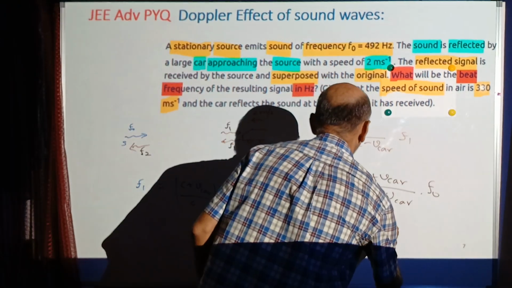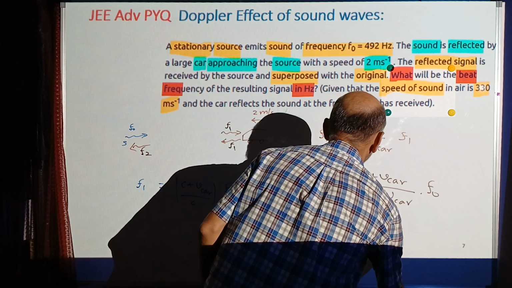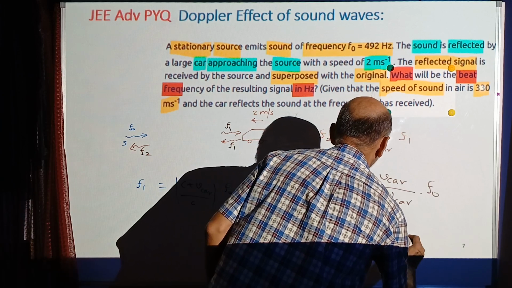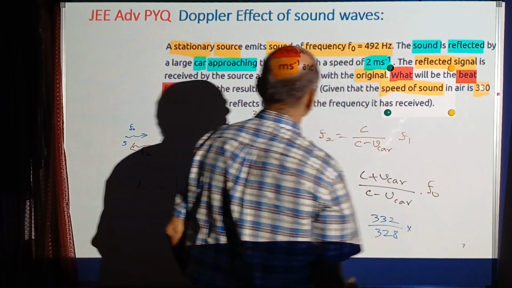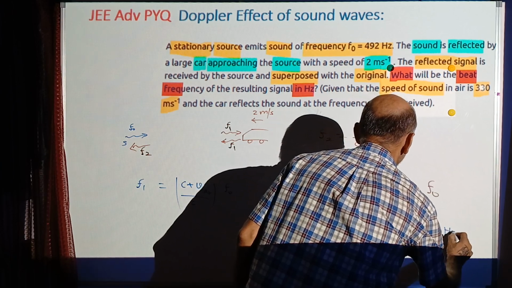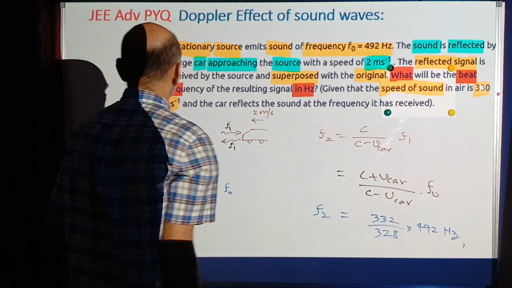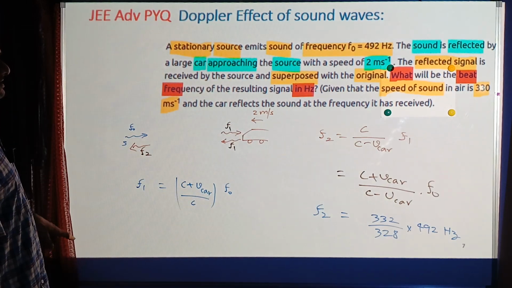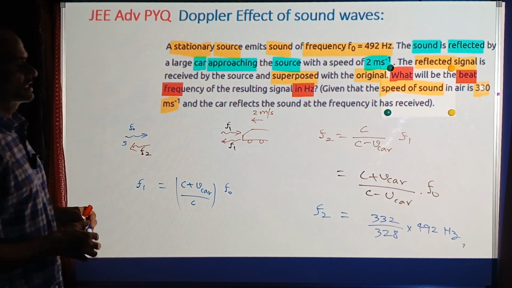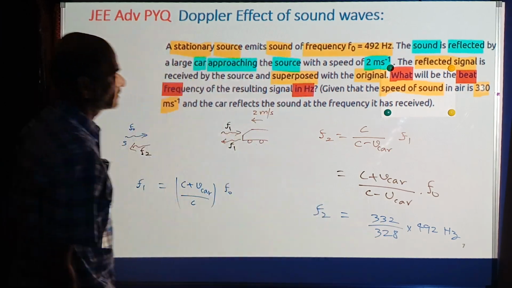So this will be 332 by 328 into F naught, which is 492. This many hertz is the reflected sound frequency as received by the stationary observer. So it's slightly more than 492 by a factor. This is greater than 1.